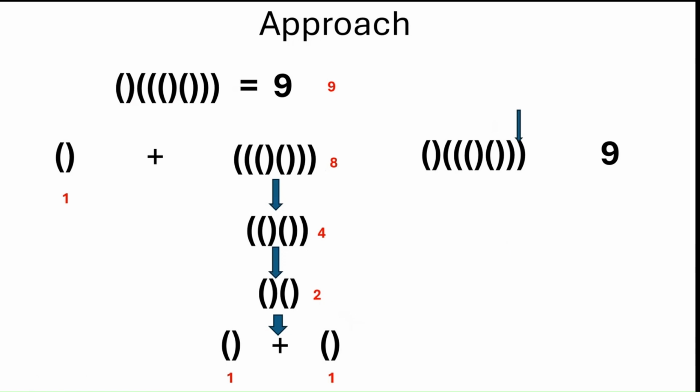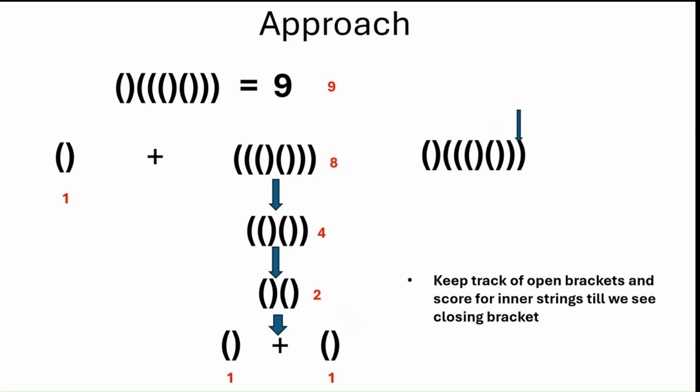So we will use this approach. Basically, we keep on visiting the open brackets till we hit the closing bracket, because an open bracket represents the layer or start of a new string. And when we see the close bracket, we need to check whether it is an empty parenthesis or not, whether we came to the smallest unit or not. And once we came, then backtrack to the previous open brackets, if any. So here we need to keep track of open brackets and the score for the inner strings, because when we get the score for the inner strings, then only we can get the score for the outer strings, till we see the closing bracket.